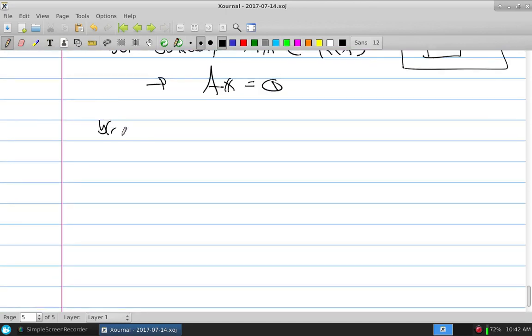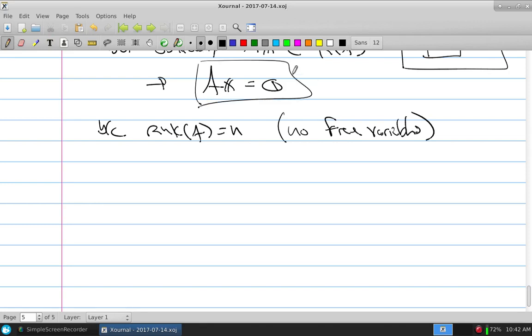Now, because the rank of A is n, that says what? No free variables. That's a homogeneous system. Homogeneous systems have what possible answers? 1, the trivial, or infinite. What's the only way to have an infinite number of solutions? You have free variables. So a homogeneous system says the trivial solution or an infinite number of solutions.